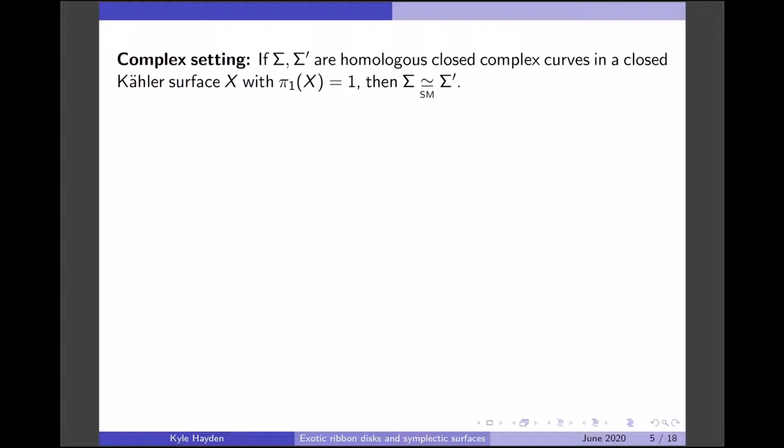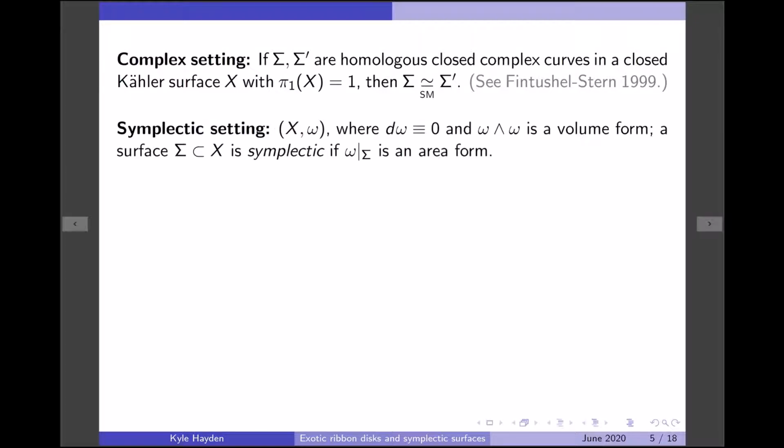And the point is that if two surfaces were topologically isotopic, then they'd necessarily be homologous. And so now they're smoothly isotopic as well. And so it's natural to ask, in the softer symplectic setting, does any of this rigidity persist? Just to recall, what do I mean by that symplectic setting? Well, we have some four-manifold X with a symplectic two-form omega, which is a closed two-form such that its square is a volume form. And we'll say that a surface in X is symplectic if omega restricts to a symplectic, i.e. area form on sigma.